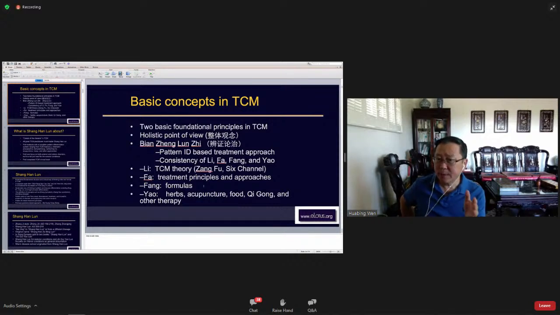Fa means treatment principles and approaches. Traditionally, you have the pattern identification, and then you come up with the treatment principle. And Fang means formulas. Right now we have two groups. The first is classic formulas, mostly from Shang Han Lun, plus a small portion from after Shang Han Lun, including some from the Song Dynasty and some from the Ming Dynasty. Those are considered classic formulas.